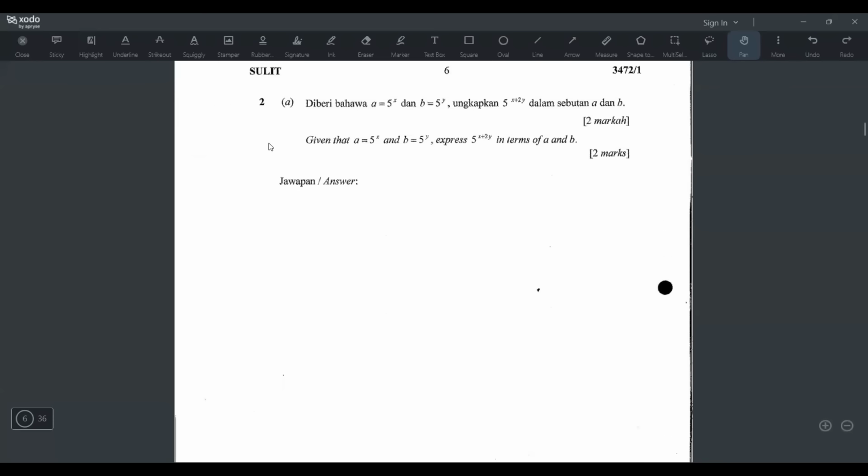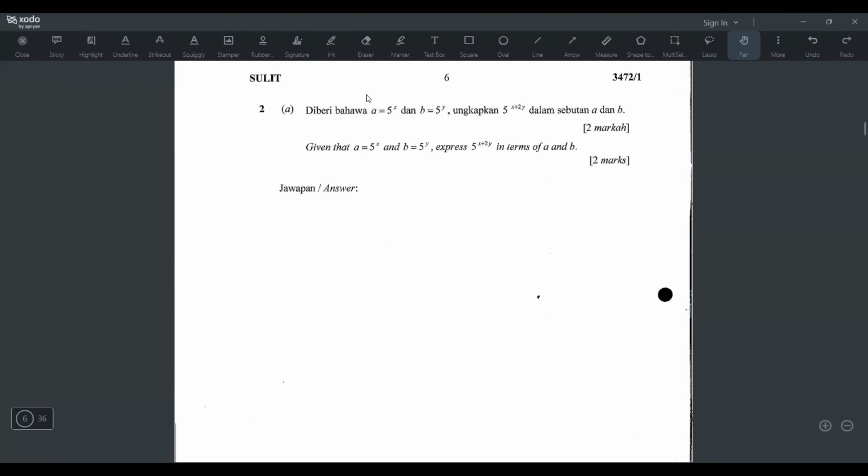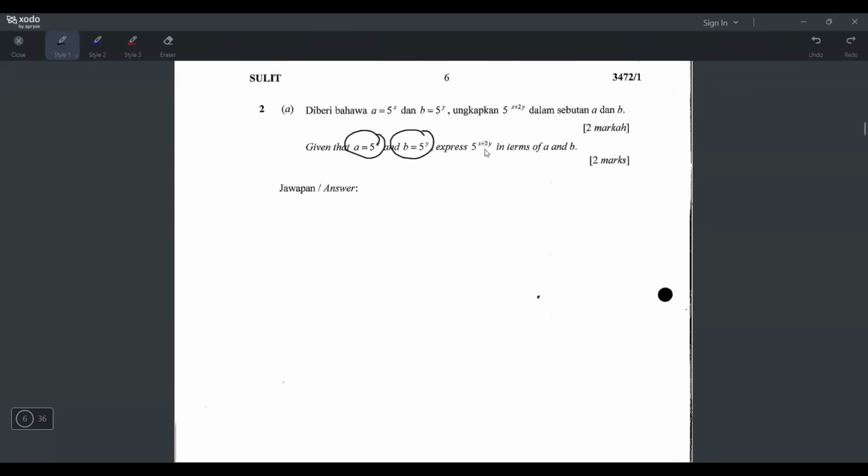Okay, let's move on. Number 2A. Given A equals 5 power x and B equals 5 power y, express 5 power x plus 2y in terms of A and B. So the information they give us is 5 power x equals A, 5 power y equals B. And the question requests us to write in terms of A and B. It means we have to try our best to change this to 5 power x or 5 power y. Why? Because if I change it to 5 power x, I can replace it with A, and if I change it to 5 power y, I can replace it with B. Then only can my answer be in terms of A and B.